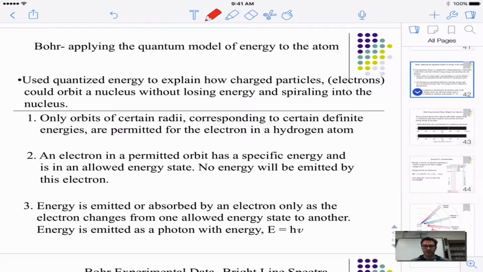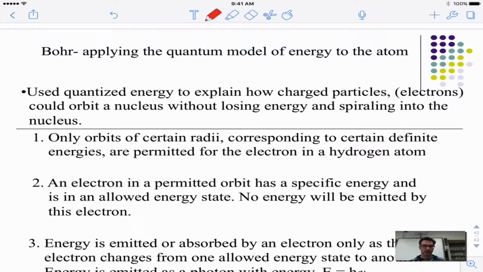Alright, welcome everybody. In this video I'm going to talk to you about the Bohr model of the atom. We're going to go into a little bit more detail than I've done in the past, and I'm going to talk to you about a lot of the math that goes along with the Bohr model.